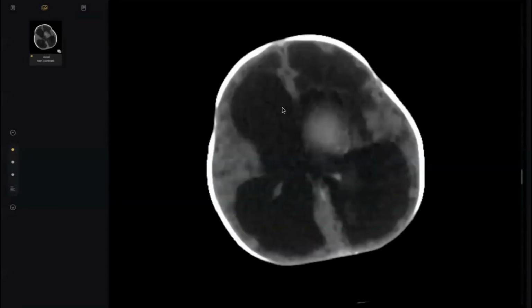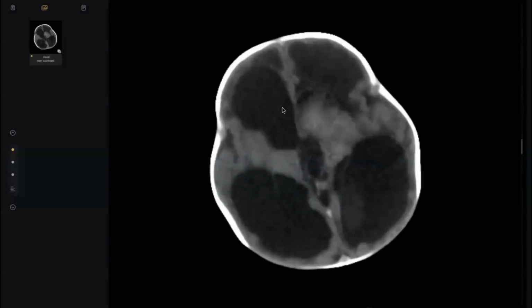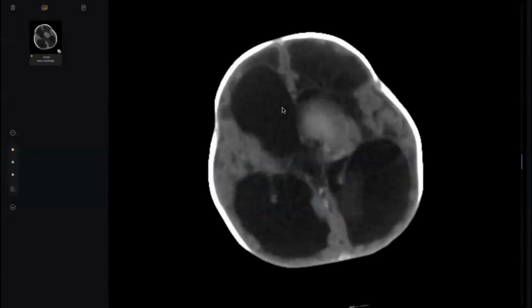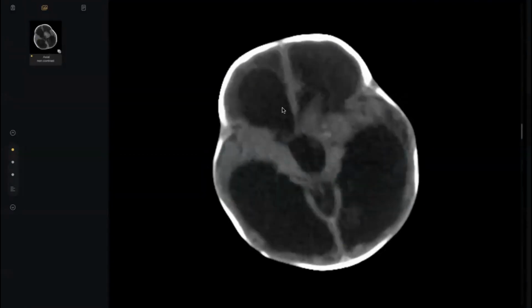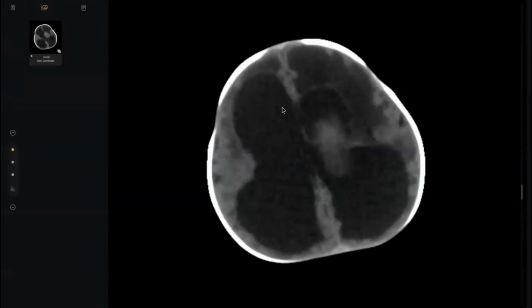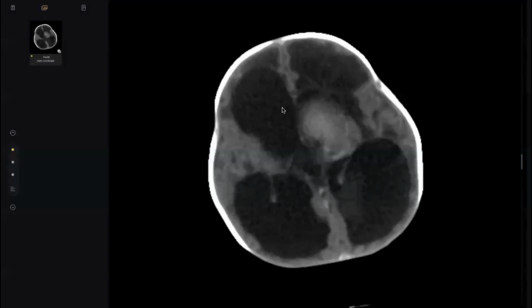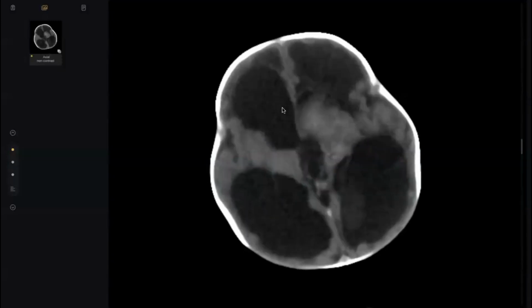There is an ill-defined soft tissue lesion in the intraventricular septum, attached with the intraventricular septum.